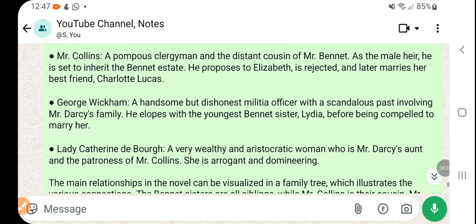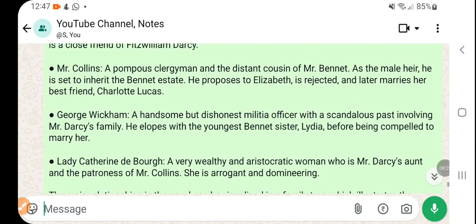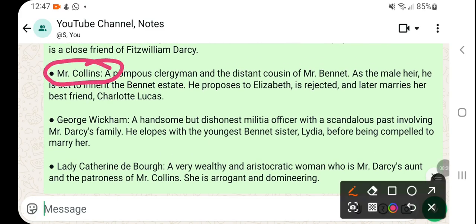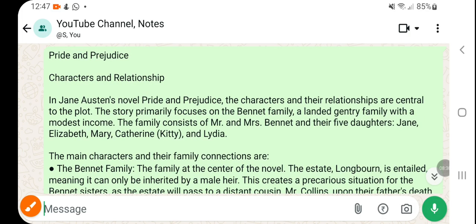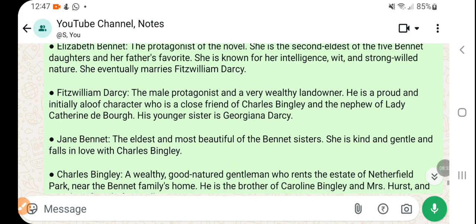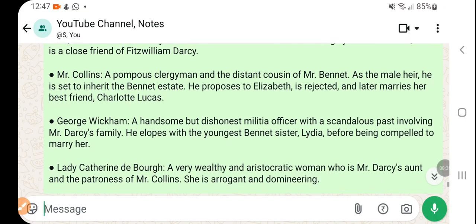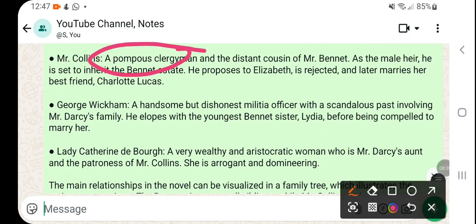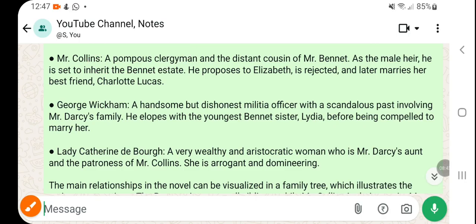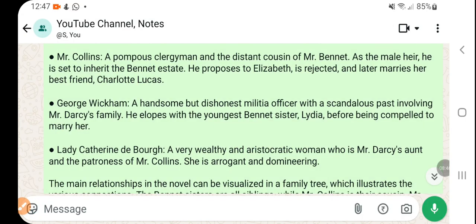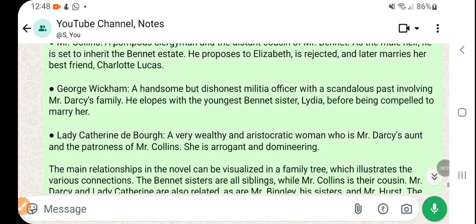Now the next character is Mr. Collins. Mr. Collins is a pompous clergyman. He is boastful, right? He is a pompous clergyman and the distant cousin of Mr. Bennet. As the male heir, he is set to inherit the Bennet estate, as we know that he is going to inherit Mr. Bennet's property.